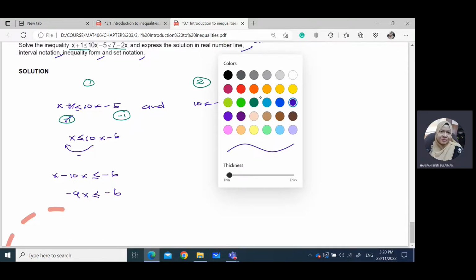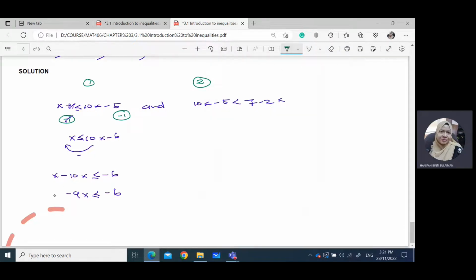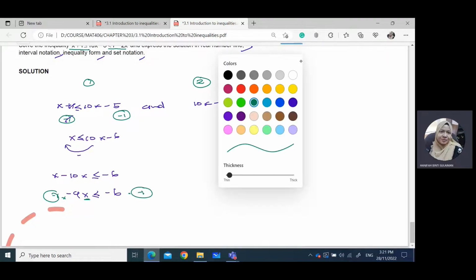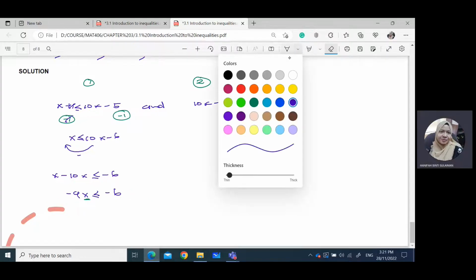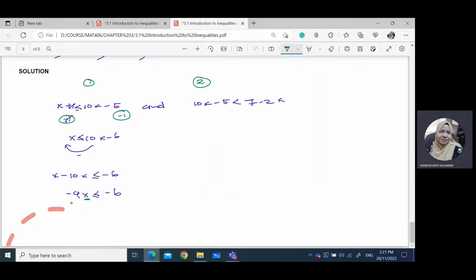Alright, so next, untuk yang ini, we need to multiply with negative 1. Kita darabkan dengan negative 1 sebab kita nak dapatkan x saja. So in the right hand side pun sama jugalah, kita kena multiply dengan negative 1. Alright, so now we have a negative 9. Sorry, bukan negative 1, negative 9. Divide by negative 9. Okay, so yang ini akan berubah lah. Dia akan jadi greater than or equal. So this negative 6, we need to divide it by negative 9.